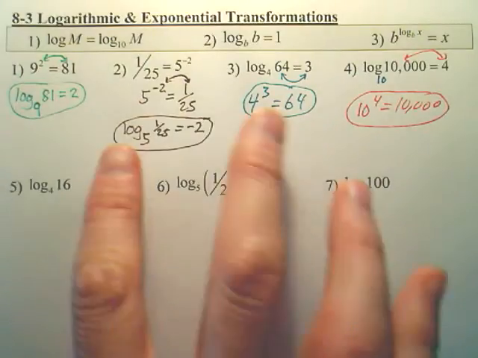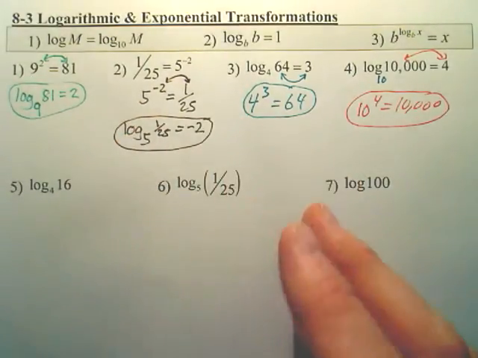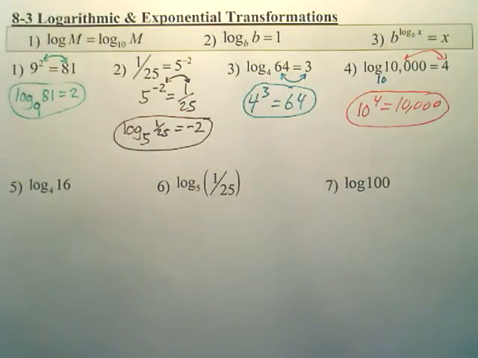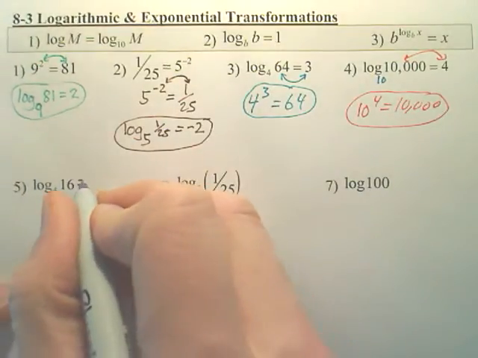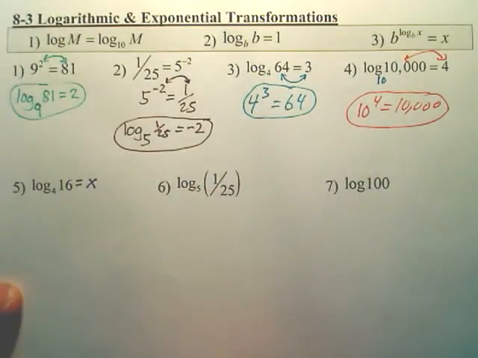So one part of the homework, you're going to take logs and switch them to exponents, take exponents and switch them to logs. For number 5, you're going to simplify it. So here's what it does. For number 5, we set it equal to x. We're going to try to find out what it equals.